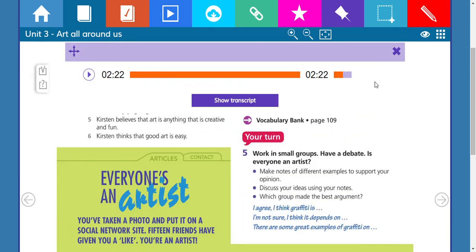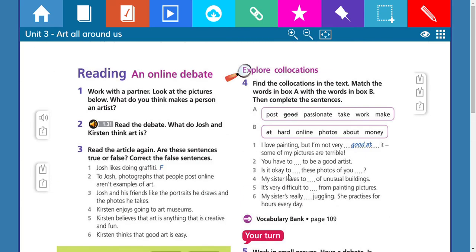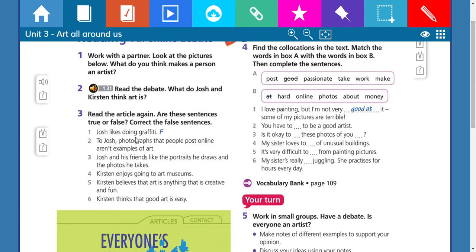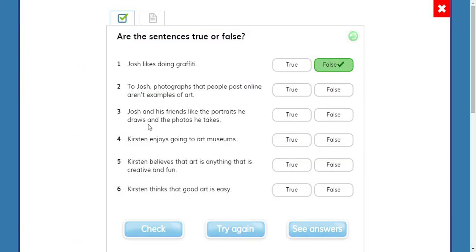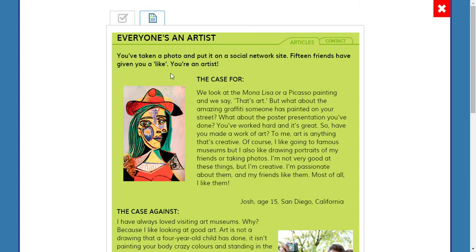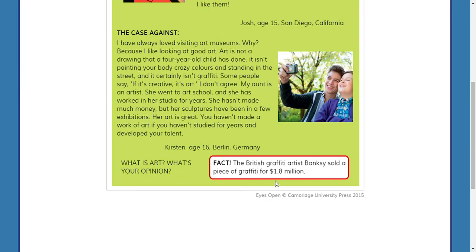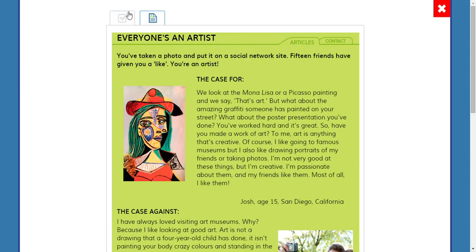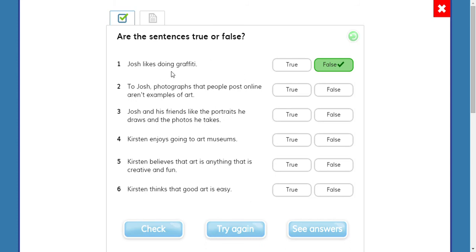Now here in number 3 we have some activities: true or false. Now let's see. Josh, remember we have Josh and Kristen, okay? Josh likes doing graffiti, false. No, that is the example. Josh thinks photographs that people post online are an example of art, true or false?